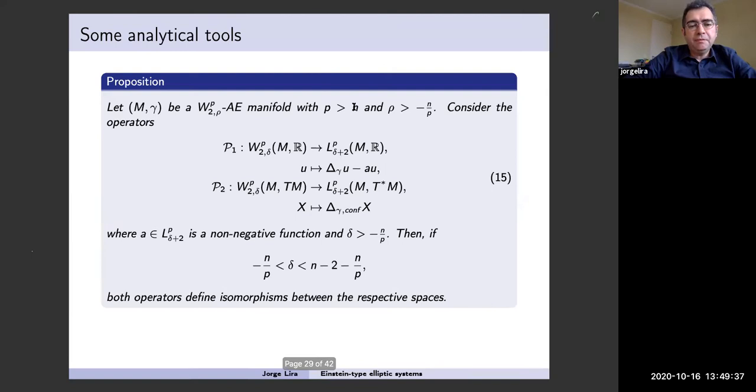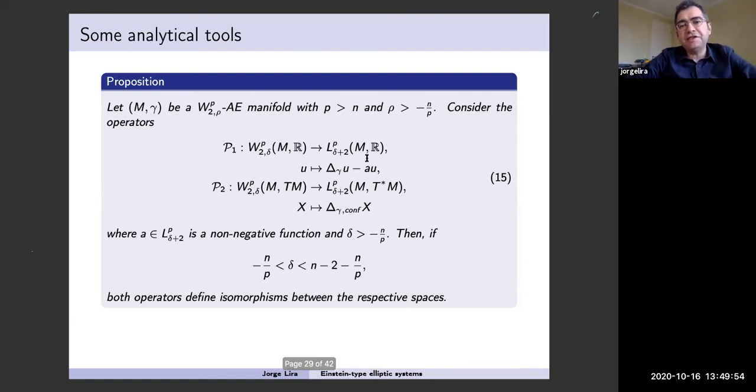that p is greater than n. Imposing that condition, you can get rid of the conformal Killing fields. So there is no kernel for the second operator. So there is no need to shift the second operator, but the first one has to be shifted because there is no hope that this obeys the maximum principle.